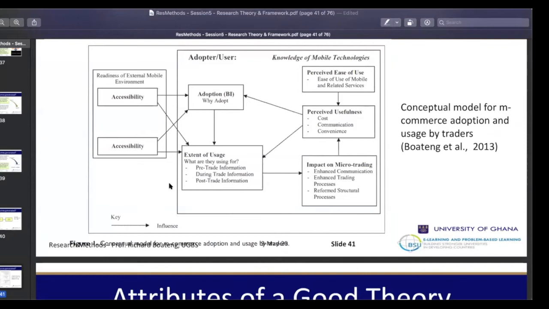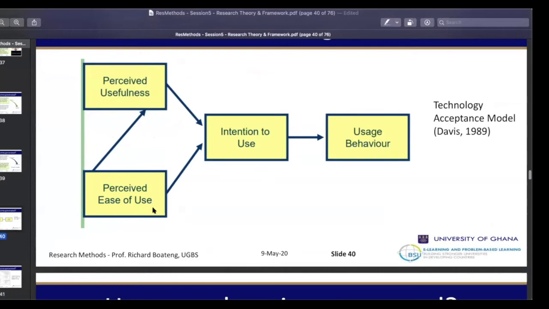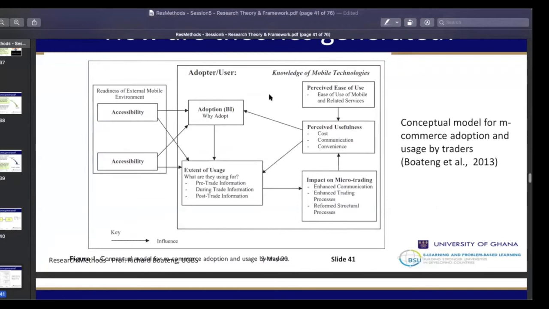The concept about adoption will influence the extent of usage. But the adoption is influenced by perceived usefulness, and ease of use influences perceived usefulness. Now look at this very carefully. What you don't see me doing is ease of use going straight to intention to use. I didn't do that. So that's what I was telling you. Sometimes it depends on the relationship you want to hypothesize in your work.